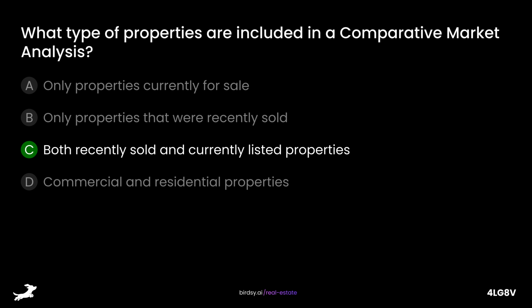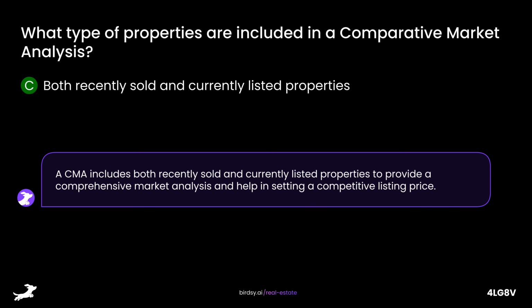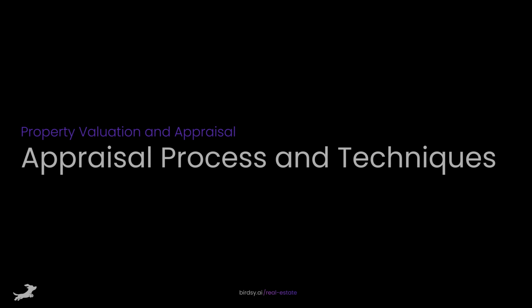The answer is C. Both recently sold and currently listed properties. A CMA includes both recently sold and currently listed properties to provide a comprehensive market analysis and help in setting a competitive listing price.